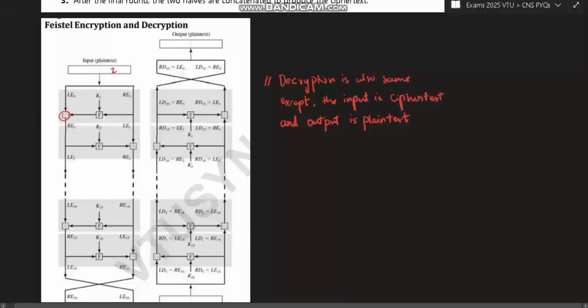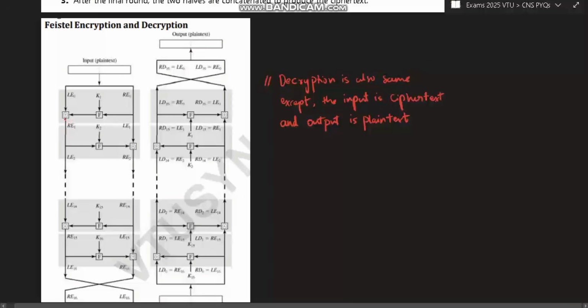The second input is the right part, which first goes through a function. This function performs some operation along with a key K1, and that goes to the XOR as the second input. That output is taken as the right part. You have to understand what the output of this is: the output will always be taken as the right part. It will be like an alternate.